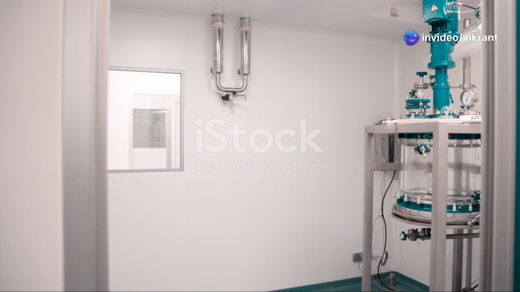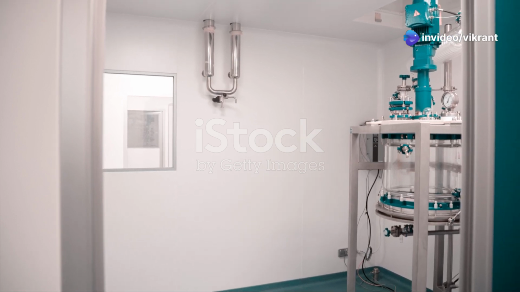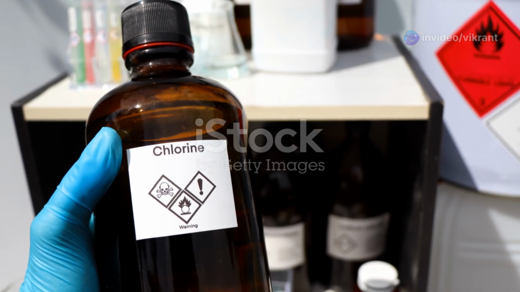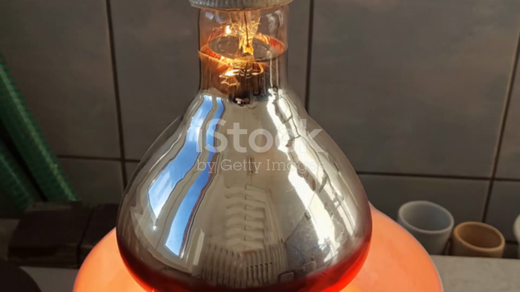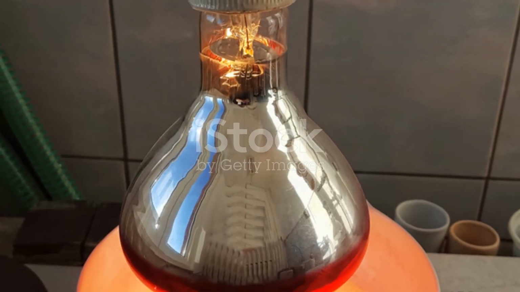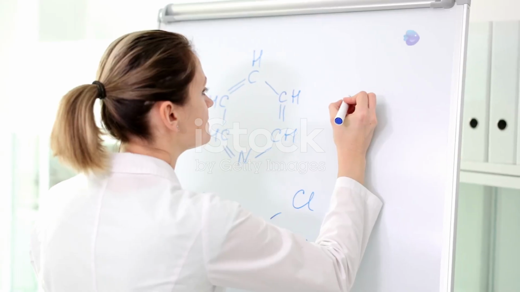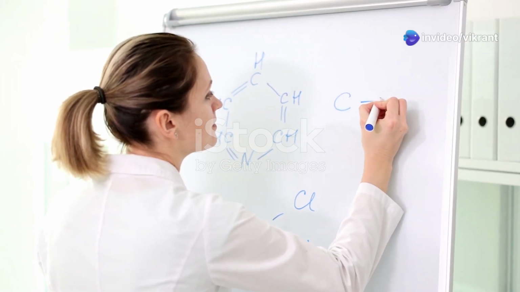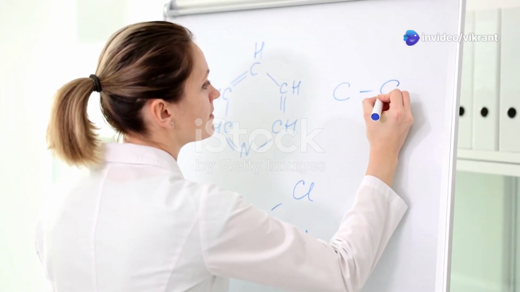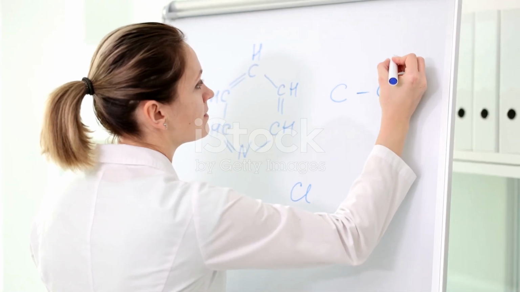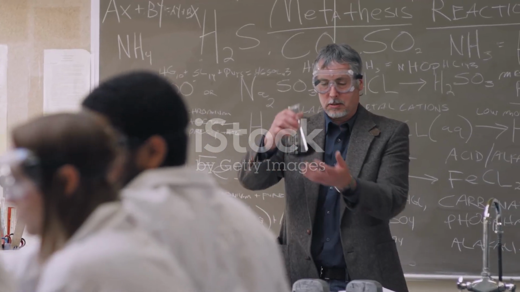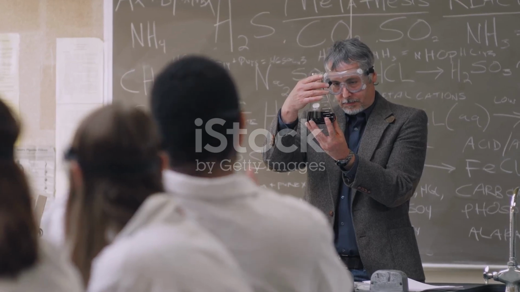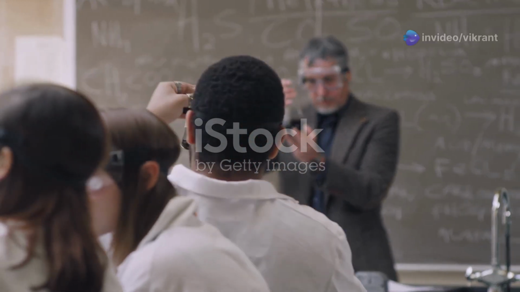Another important type of addition reaction is halogenation, which involves the addition of halogens, such as chlorine, Cl2, or bromine, Br2, across a double bond. This reaction is often used as a test for unsaturation. If a solution decolorizes bromine water, it indicates the presence of double or triple bonds. Addition reactions are incredibly versatile and form the basis for countless chemical transformations.